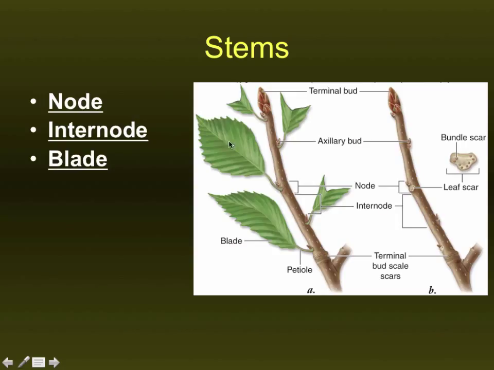We can look at a blade, which is the overall flattened part of the leaf, so this would be a leaf blade. We can also look at what's called a petiole, which is the part of the leaf that attaches it to the stem. So this kind of stalk right here that attaches the blade of the leaf to the stem is called a petiole. The axil of the stem is the angle between the petiole and the stem itself. So here we have the petiole branching off, we have the stem going up. This angle between the petiole and stem is called the axil.